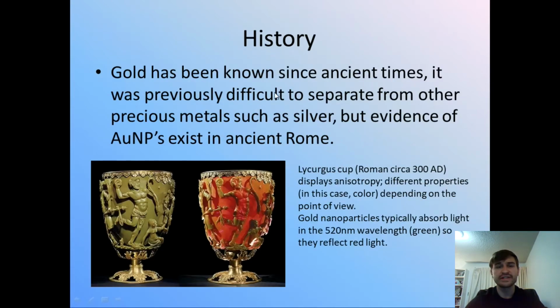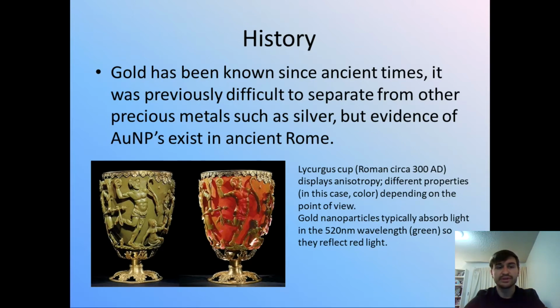So gold's been known since ancient times. Previously it was very difficult to separate from other precious metals such as silver because they have very similar chemical reactivity. In fact, a lot of modern counterfeits of old coins are identified because the modern counterfeits are very pure, whereas in the old days it was very difficult to separate silver and gold.